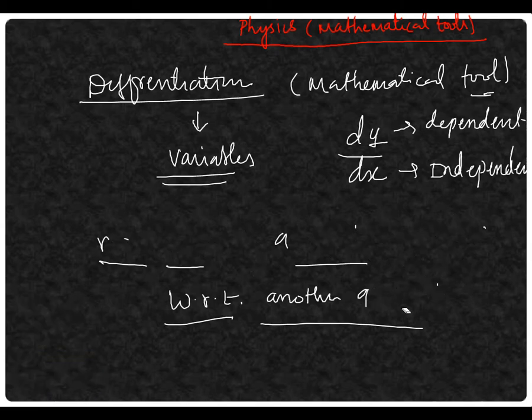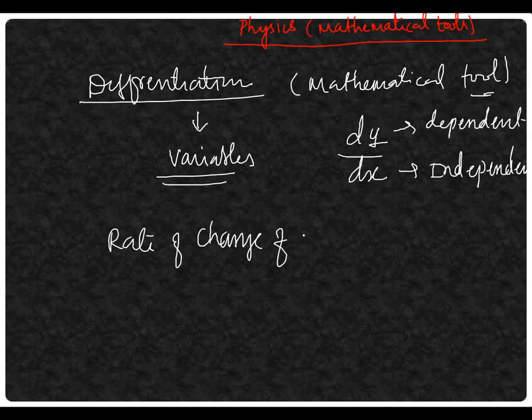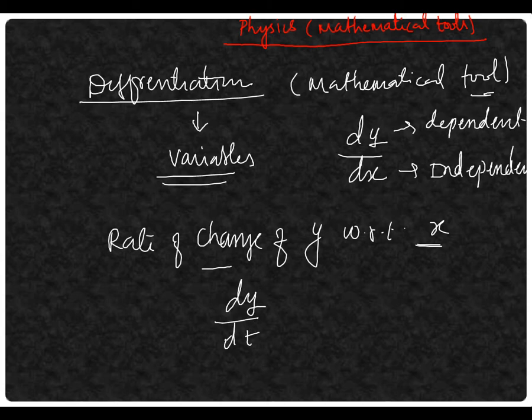So we can write it as: rate of change of y with respect to x. Okay, so dy by dx. If you write dy by dt, then the meaning of dy by dt is the rate of change of y with respect to t. So here the dependent quantity is y and the independent quantity is t.